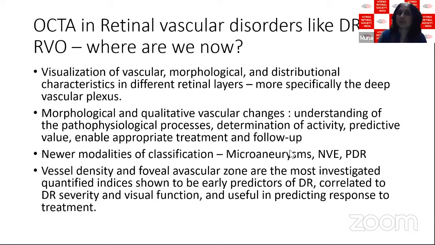OCT and vascular disorders, where are we now? We're able to visualize the vascular, morphological, and distributional characteristics in different layers, more specifically the deep vascular plexus, which helps us understand the pathological processes, determine the activity, predictive value, and enable appropriate treatment and follow-up. We have newer modalities of classification of microaneurysms, neovascularization in PDR. And while the vessel density and foveal avascular zone are the most investigated quantified indices, they are usually still in the experimental stage and clinical application is still not ready.